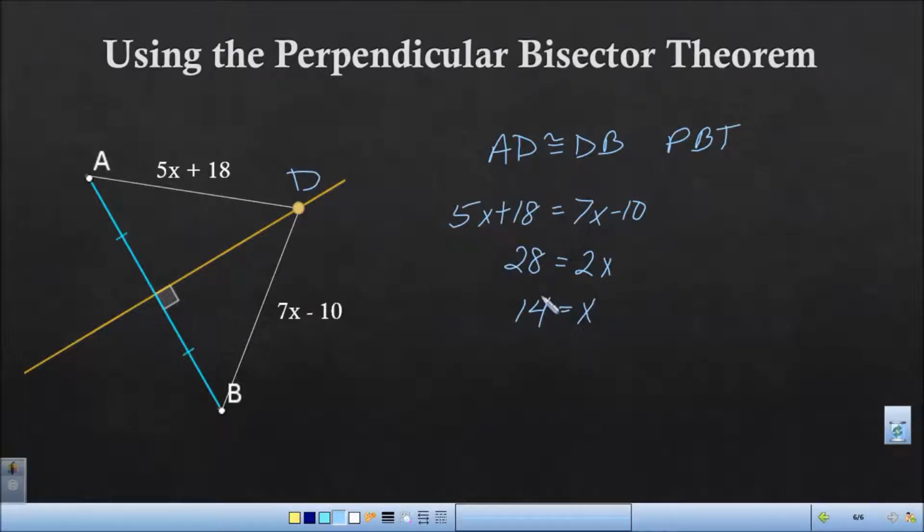Sometimes a problem will ask you to plug this number back in, so you just put it back in. This would be 14 times 5, which is 70, plus 18. So this is 88 units. And we see over here, if we do the same thing, 14 times 7 is 98, minus 10 is 88 units. Okay? So there you go. So this is using the perpendicular bisector theorem. This is the kind of algebra you could expect.